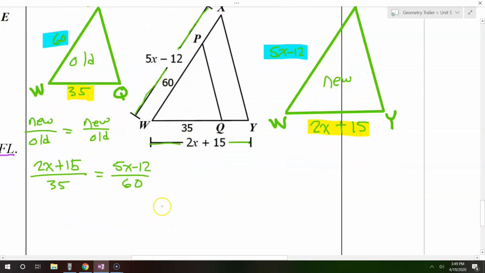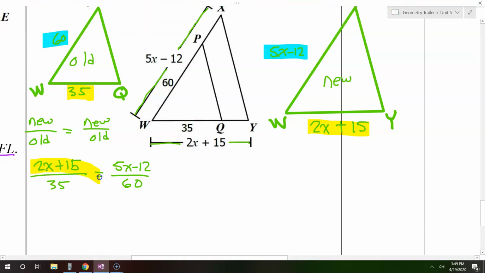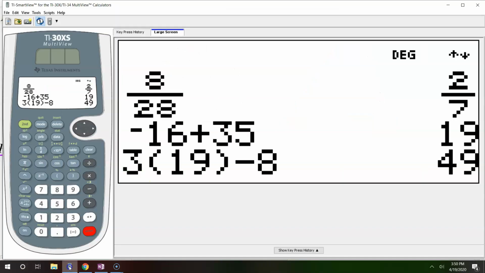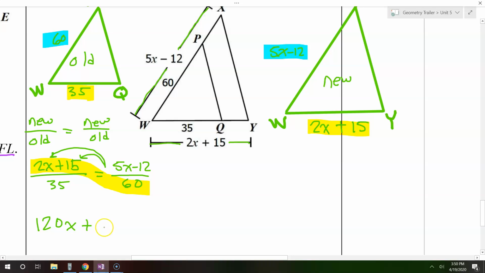Okay, now let's cross multiply. All right, so let's do this diagonal. So I need to take this 60 and I need to do the distributive property with it. So let's see, 60 times 2 is 120. So I'm going to have 120x plus, let's see, 15 times 60 is 900.